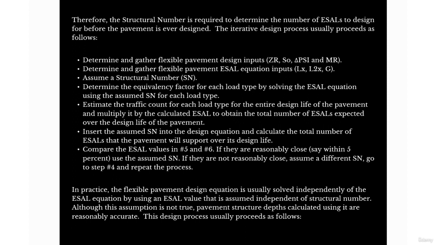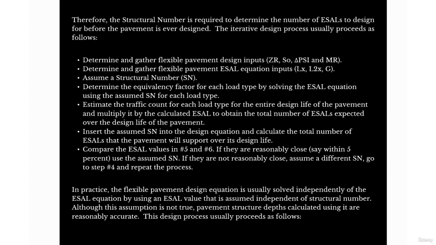Insert the assumed SN into the design equation and calculate the total number of ESALs that the pavement will support over the design life. Compare the ESAL values in 5 and 6. If they are reasonably close, say within 5%, you use the assumed SN. If they are not reasonably close, assume a different SN and go back to step 4. So it's just an iterative process.